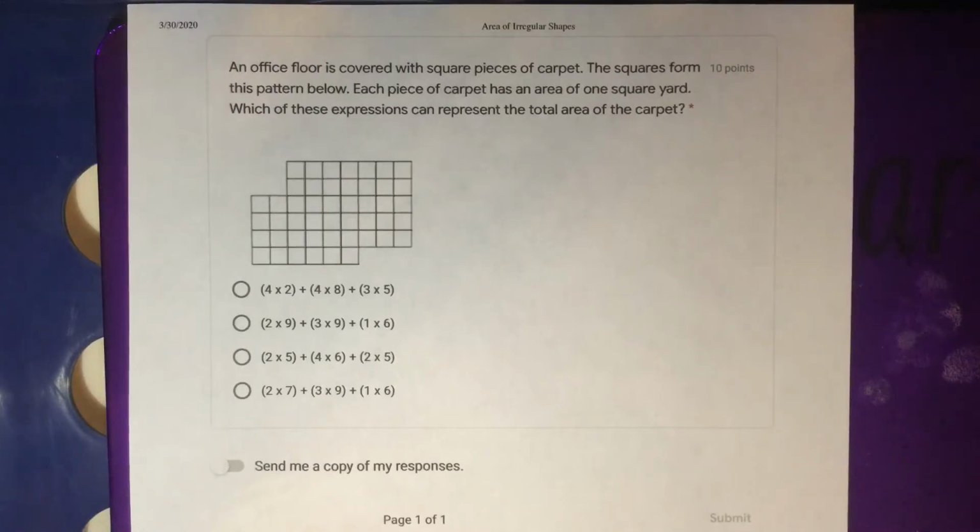The squares form this pattern below. Each piece of carpet has an area of 1 square yard. Which of these expressions can represent the total area of the carpet?